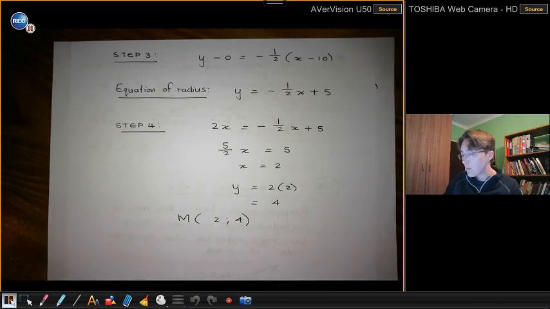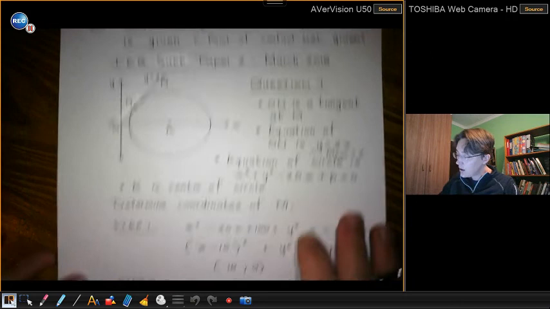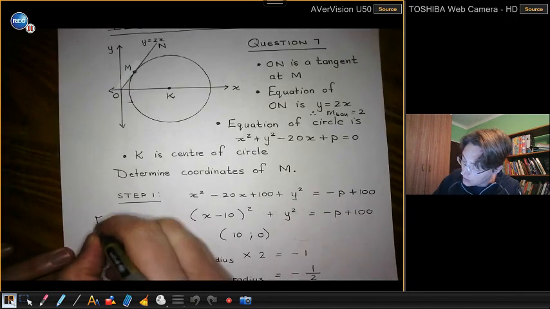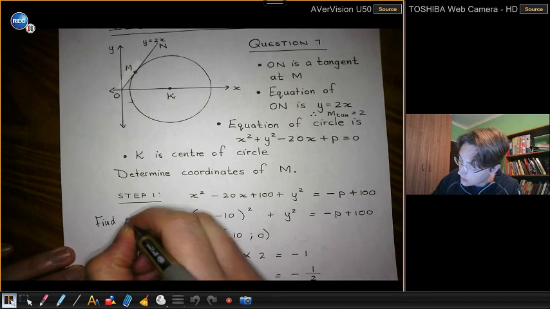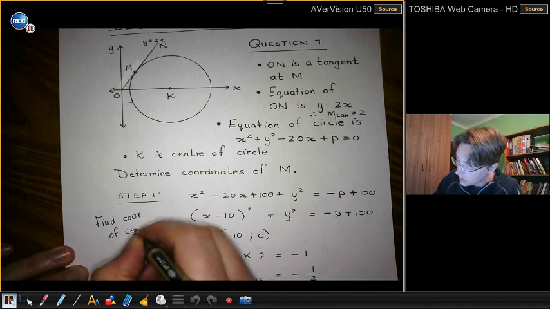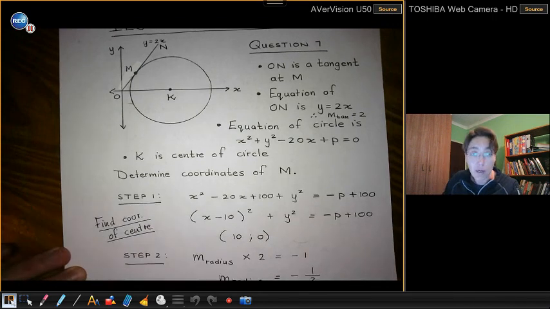So that's what happens if you have the equation of the tangent given to you, and you've got the equation of the circle given to you, but you need to find the point of contact between the tangent and the circle. So just looking at these steps one by one again. Step 1 there, we said find the center. And that we did simply by doing completion of the square again.